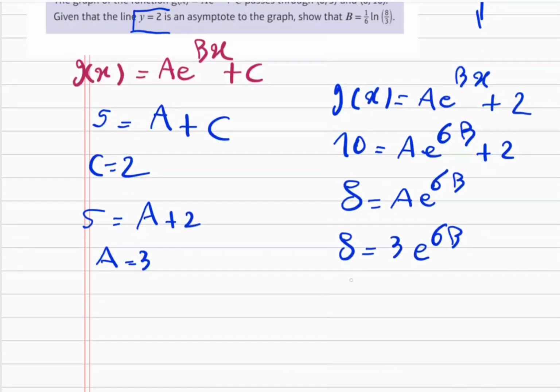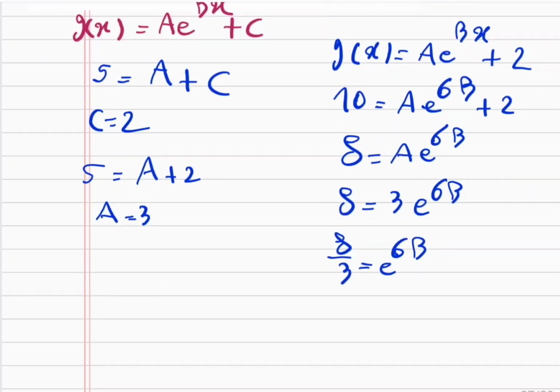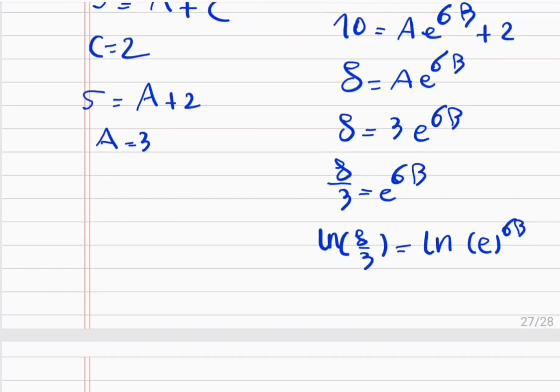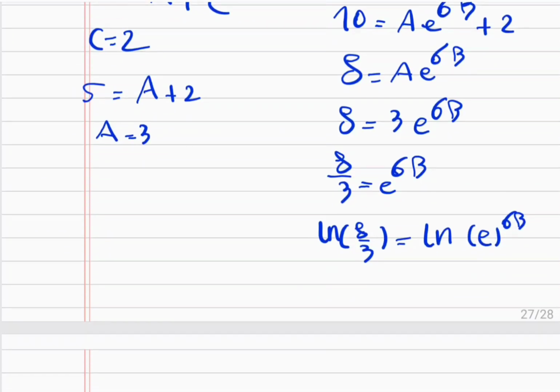Now we divide both sides by 3, so we have 8 over 3 is equal to e to the power of 6b. And now we take the natural log of both sides to get rid of this e. So we'll have ln 8 over 3 is equal to ln e to the power of 6b, but remember ln e is just equal to 1. So we get ln 8 over 3 is equal to 6b, and we divide both sides by 6, so we get b equal to 1 over 6 ln 8 over 3.